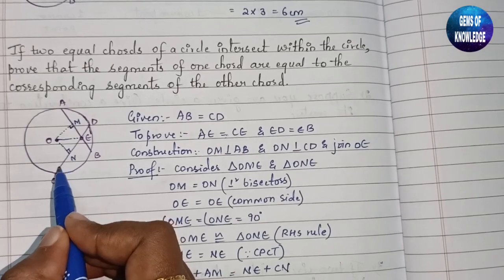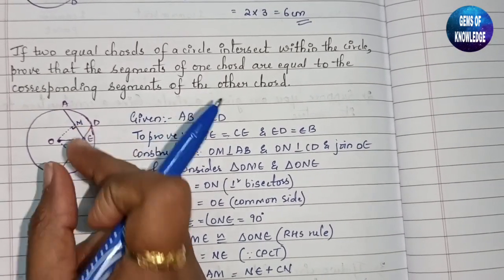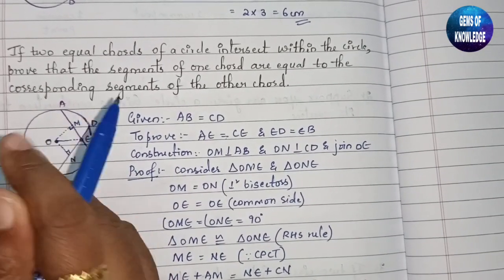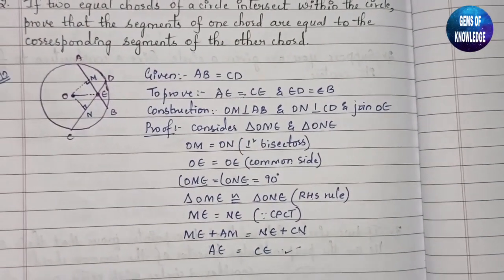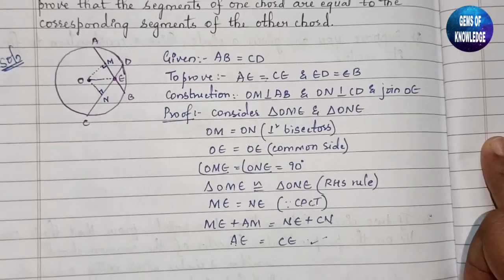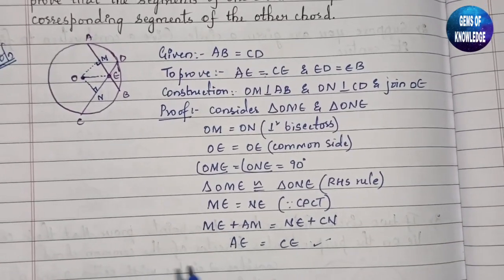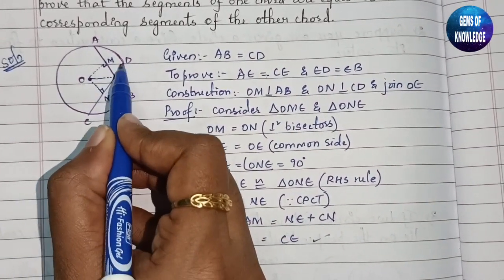As you can see, if we add the CN part, we get this part, and here if we add the AM part, we will get this part. So we got the first thing that we needed, that is AE is equal to CE. In the second case we needed this part.